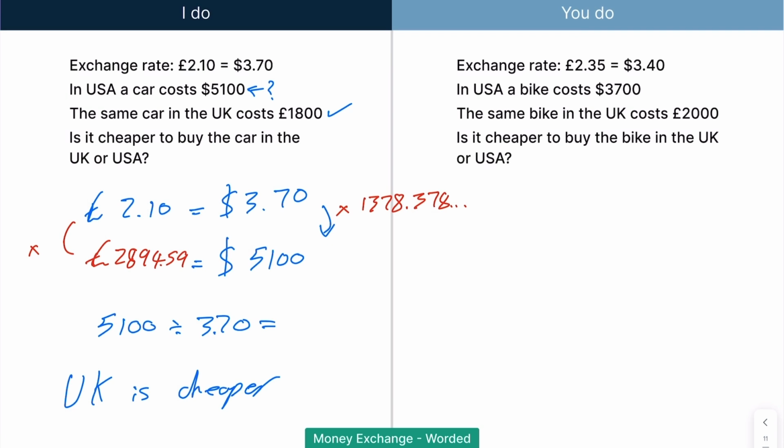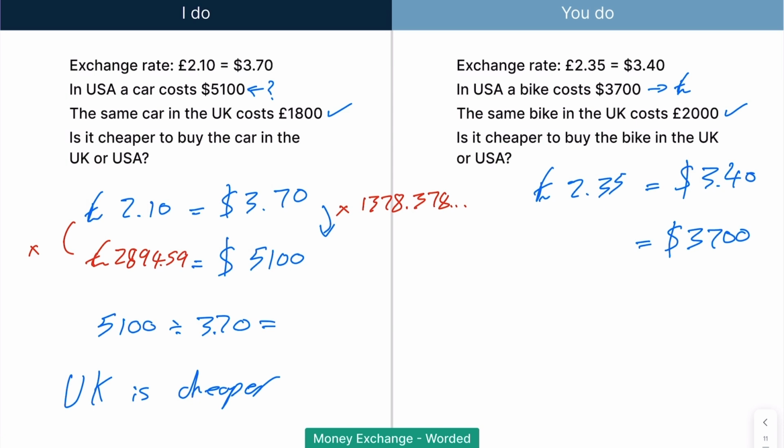So looking at the right, again, the exact same approach. Now you can pick whether you want to work in dollars or pounds. I'm going to pick to work in pounds again. So that one has been done for me. There's nothing to do there. I just need to convert this into pounds. So exact same approach. We have £2.35 is equal to $3.40, which then becomes 3,700 here.